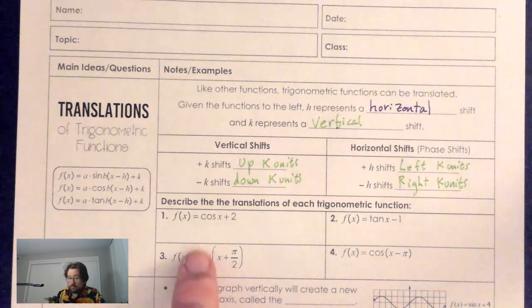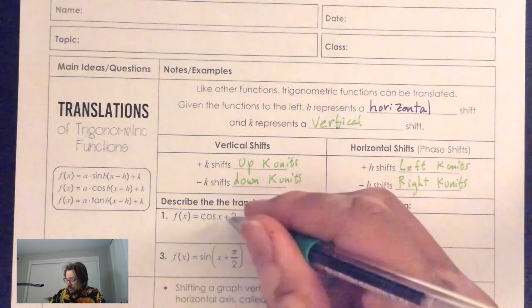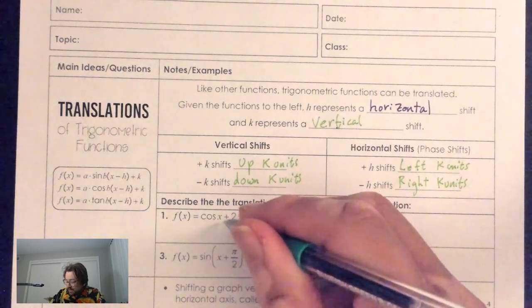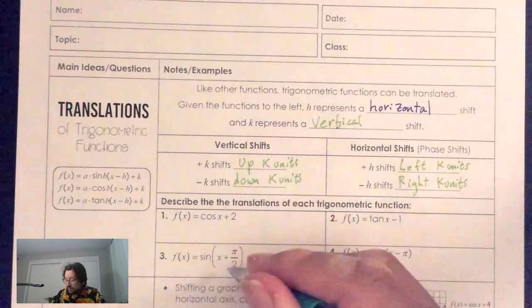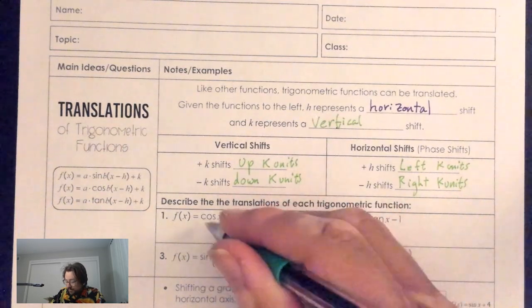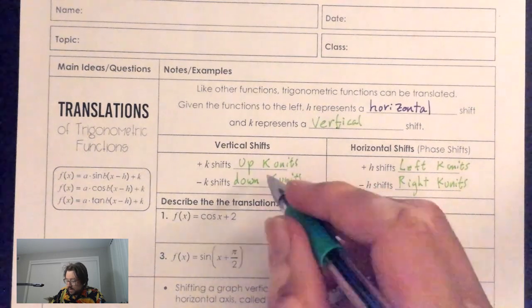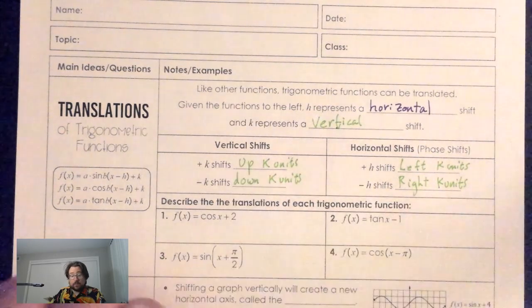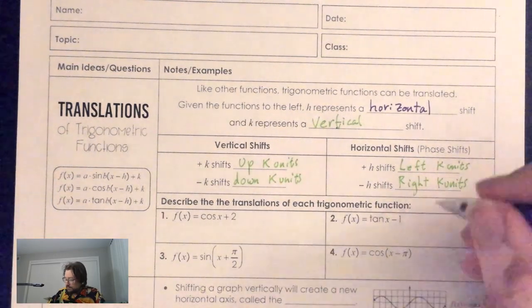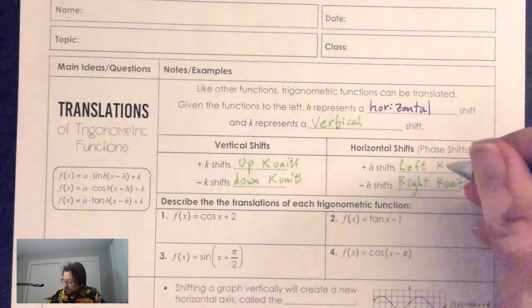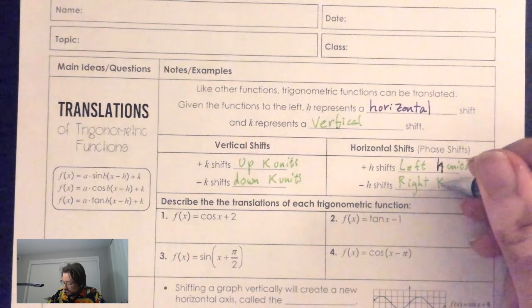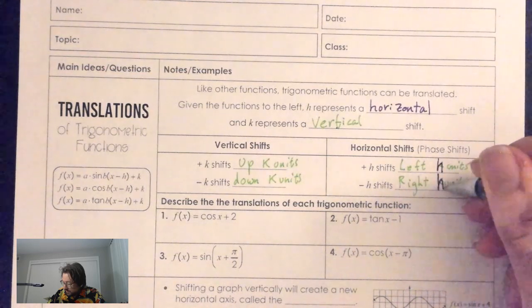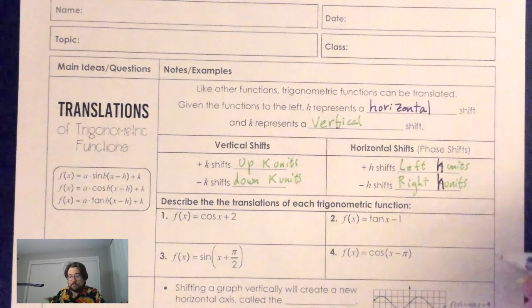So let's describe what's happening here. On this one, we see this plus 2, and it is not inside some parentheses. Since it's not inside some parentheses, like what you see down here, we say this is on the outside of the function. So this is going to be a k value. Oh, I'm sorry, I made a mistake. This should be shifting everything to the left h units, and to the right h units. My bad.